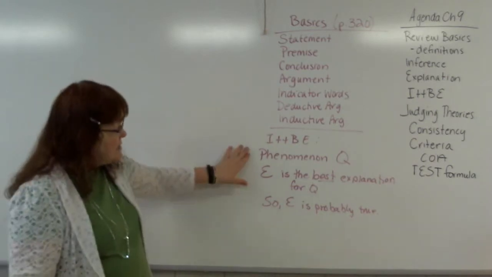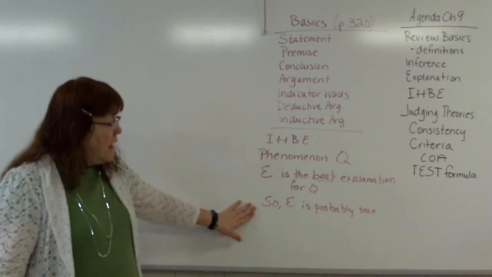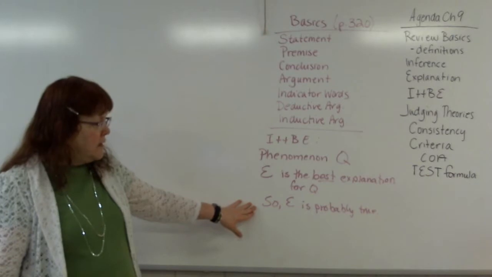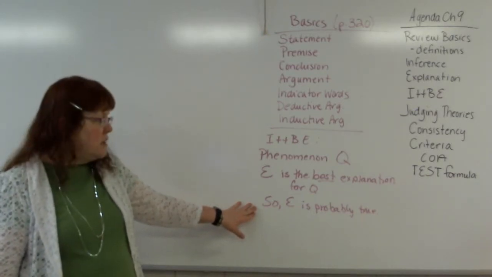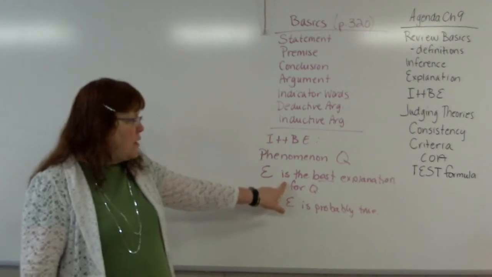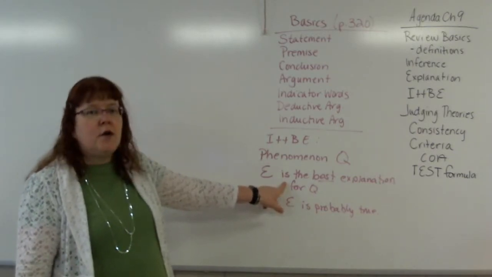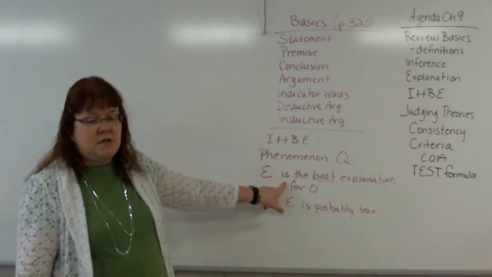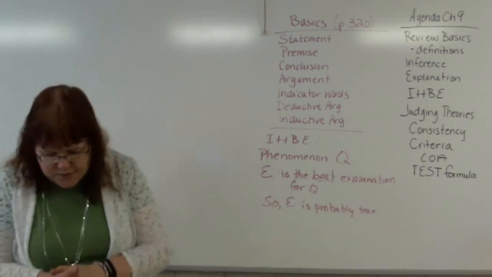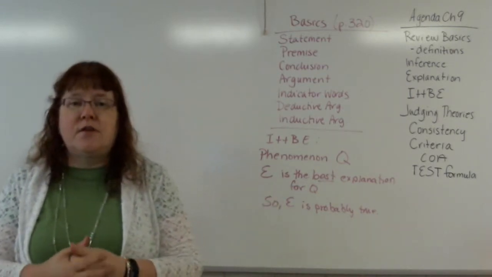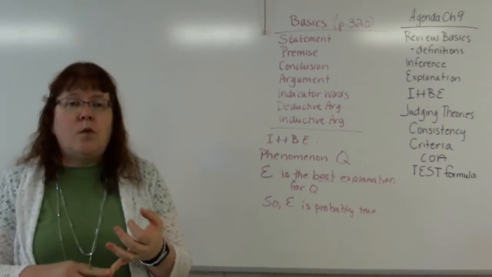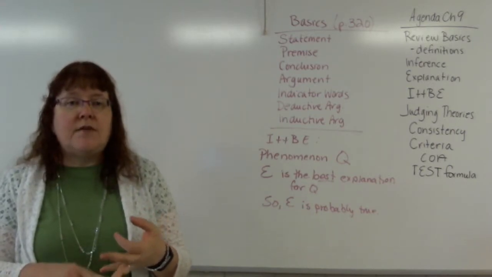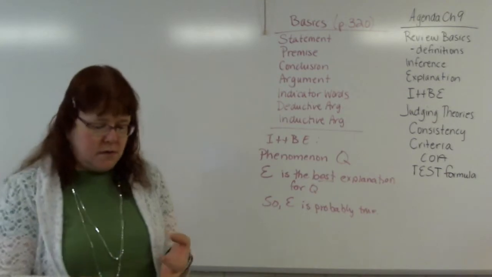So if I have this set up, and this is my formula, my structure for that particular argument, I have to figure out a way to get to this. How do I know which one is the best explanation? Well, there are ways to do this. There are a couple of things that are very, very important. One is consistency, and one is adequacy.